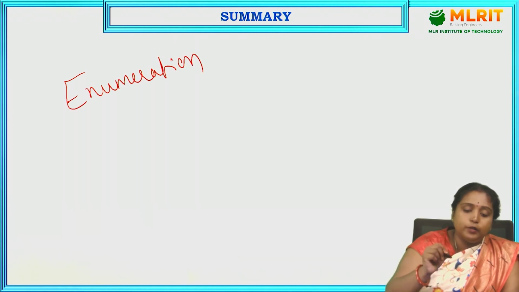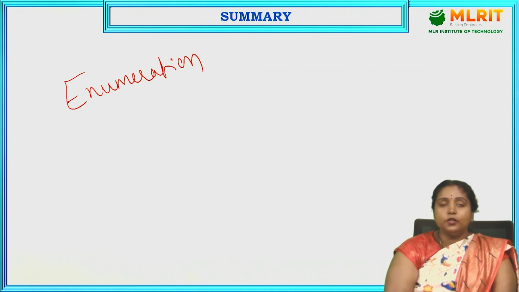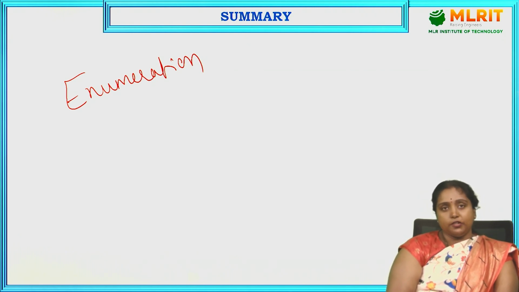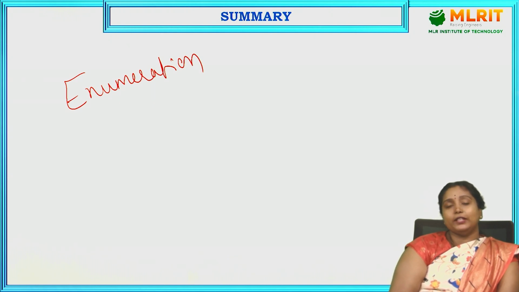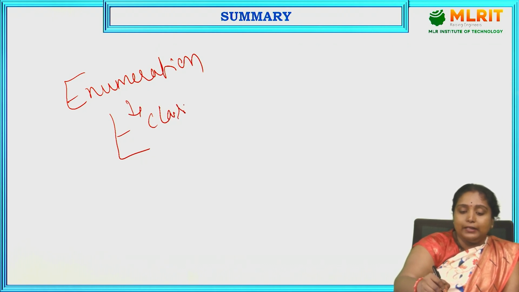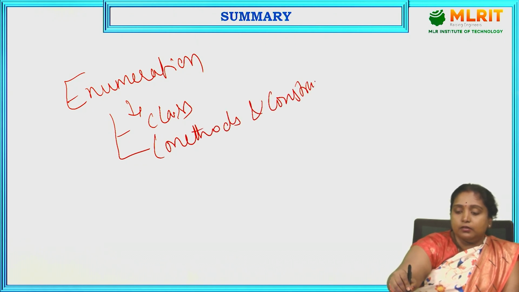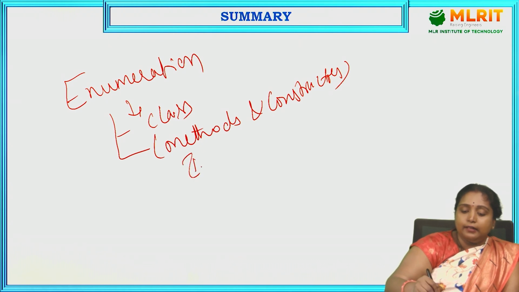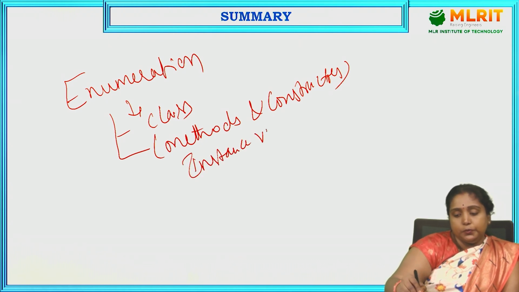We have seen enumeration in Java. What is enumeration? Enumeration is nothing but naming constants. It is used for naming constants. Here, enumeration is different in Java when compared to C and C++. In C and C++, you have only the naming concept. But here, enumeration is built like a class. It has methods and constructors as well as instance variables also.